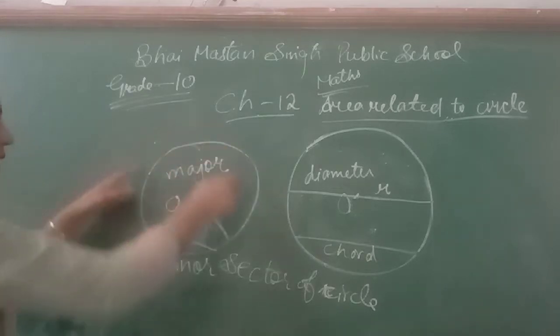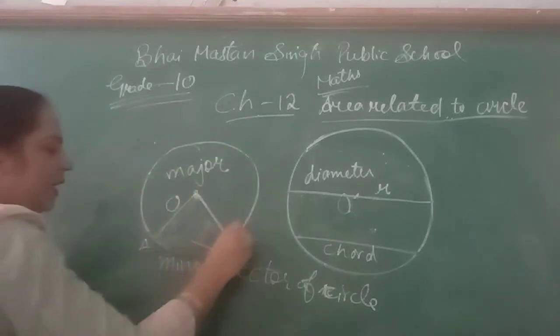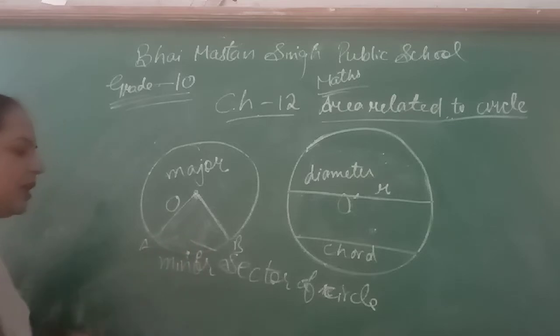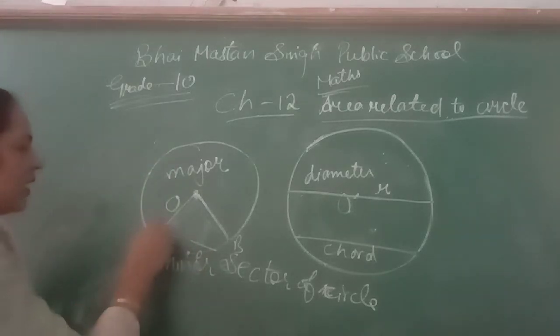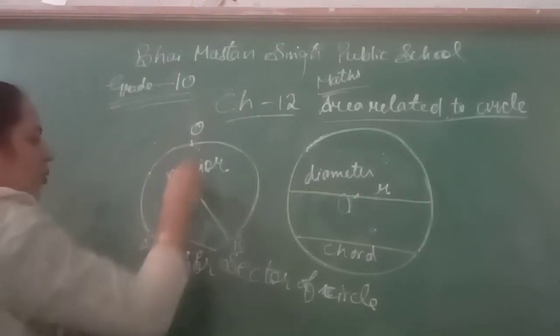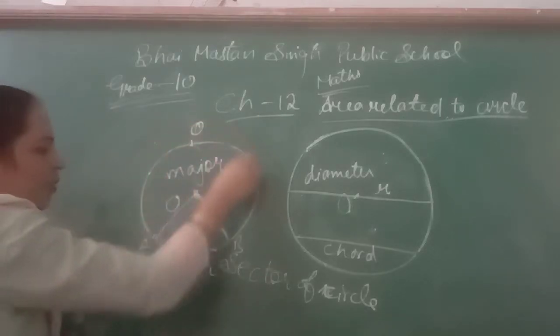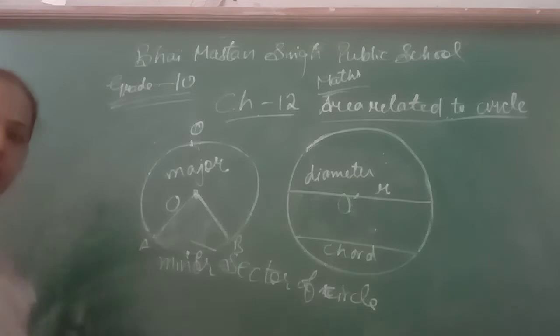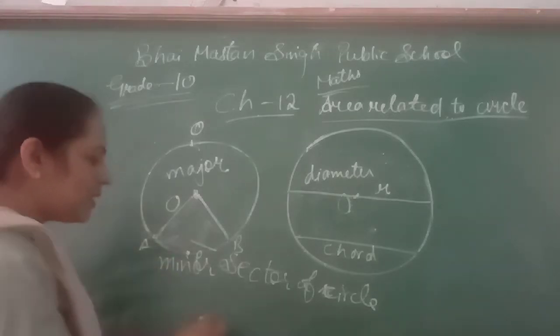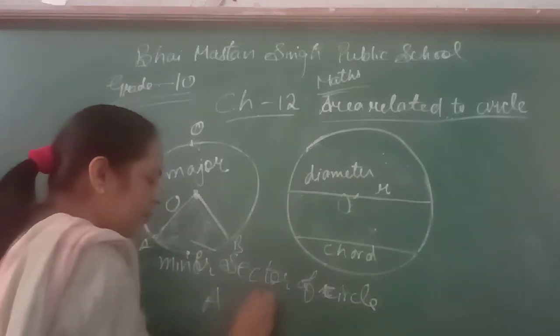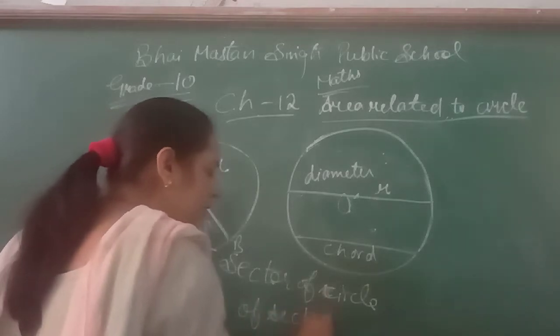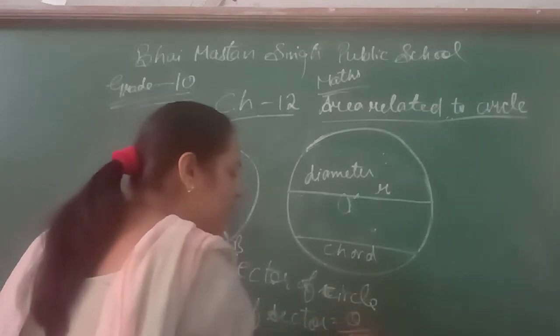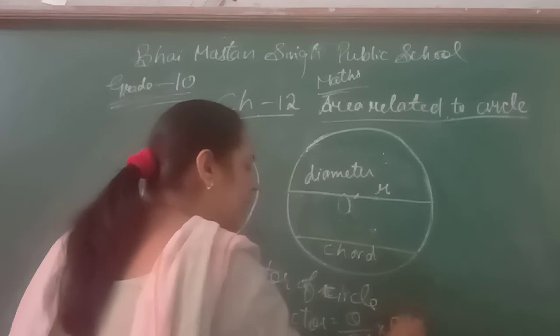This whole portion, like O, A, B, and I am giving the name P to a point here. So O, A, P, B is the minor sector, and O, A, Q, B is called the major sector. The formula to find the area of a sector is: area of sector is equal to theta by 360 into pi r square.